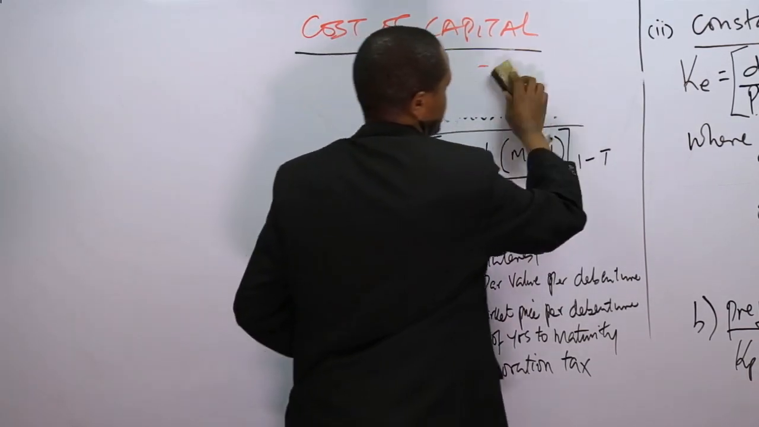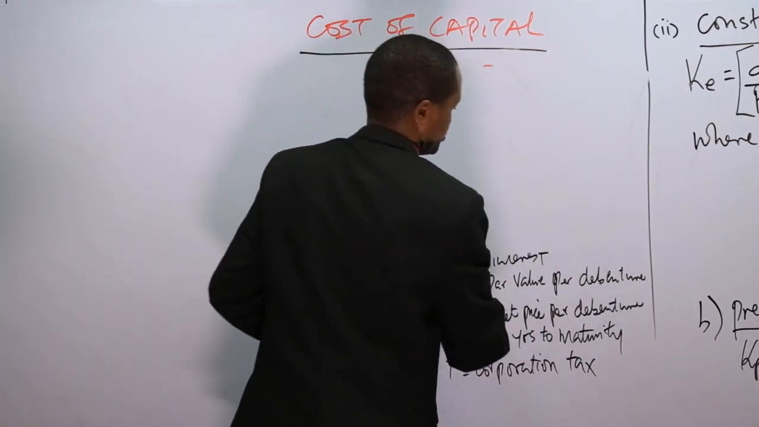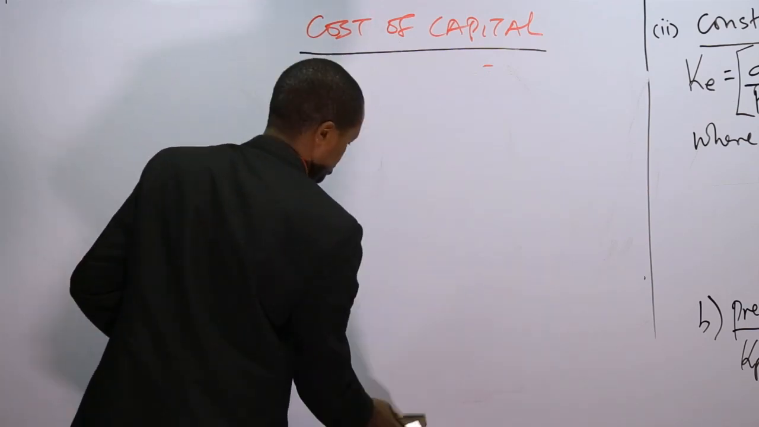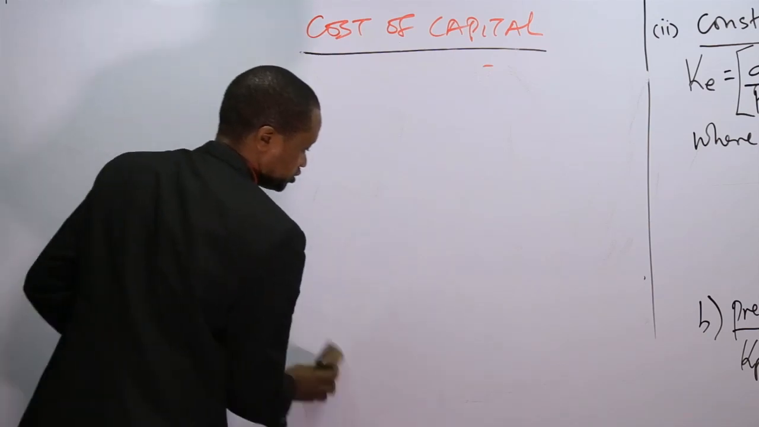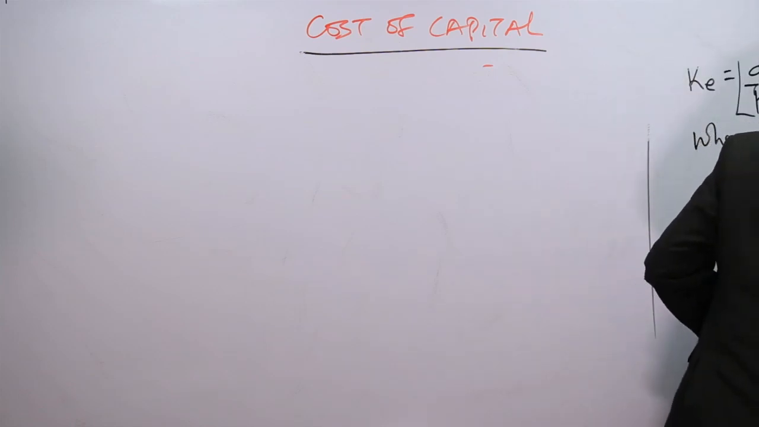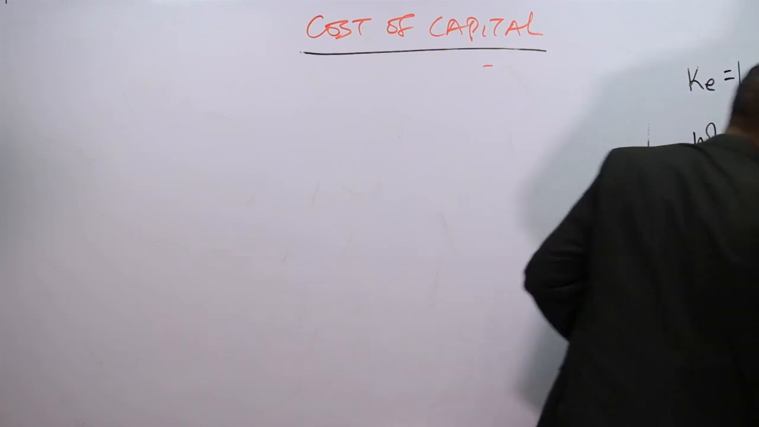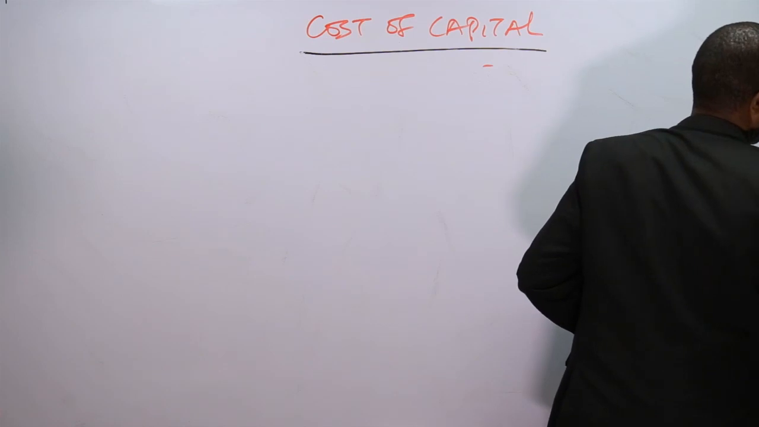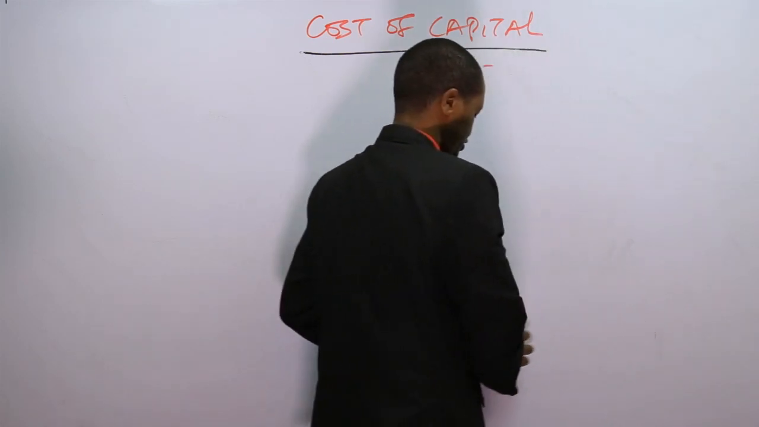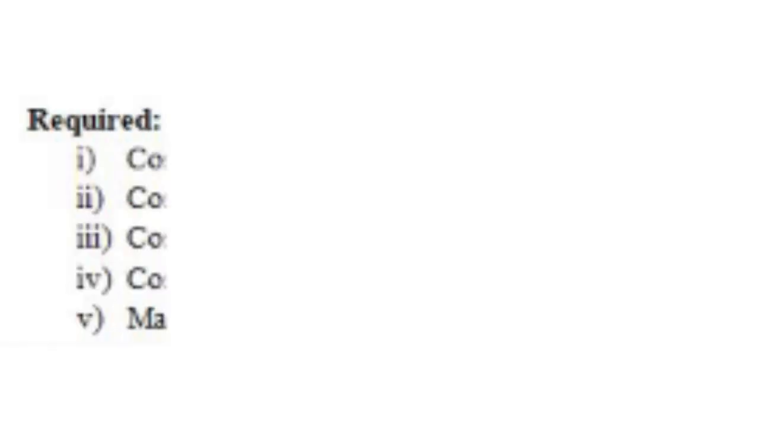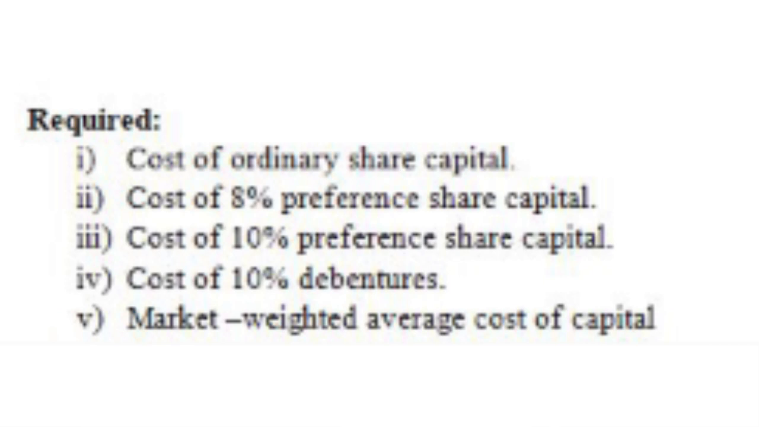And that can be done because all the information in the question has been provided. So what we need to do is to know, first of all, the formula for each component, and the formulas we have given. Then number 2, as for the debt, we need to determine, is it a redeemable debt or is it irredeemable? So from this question, part 1 requires us to calculate the cost of share capital.